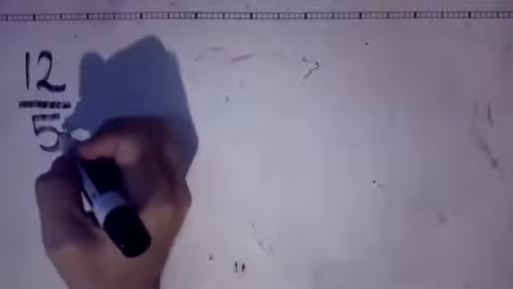Now, a reminder, an improper fraction is any fraction where our numerator is larger than our denominator, where we have more pieces than it takes to make one whole. That means that any improper fraction is going to have a value greater than 1.